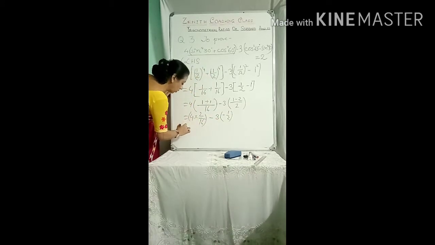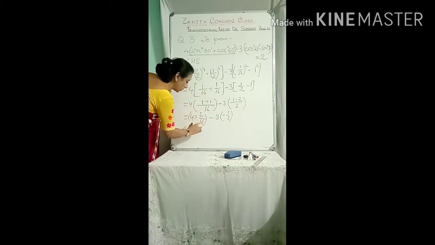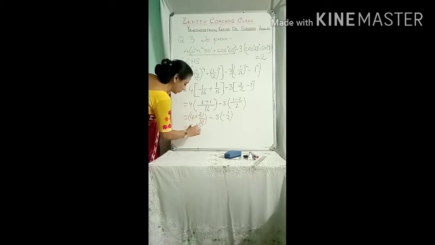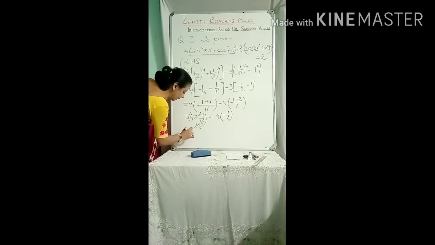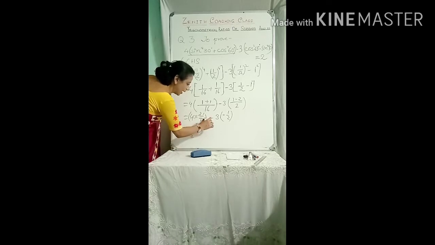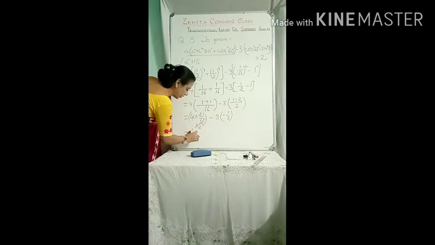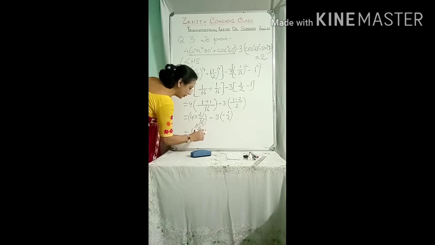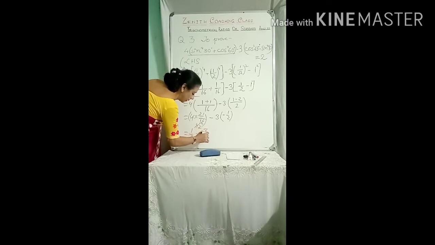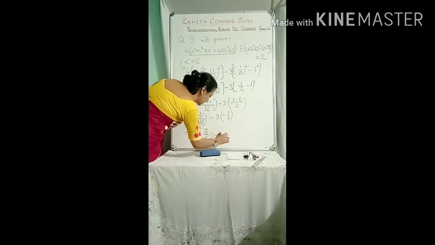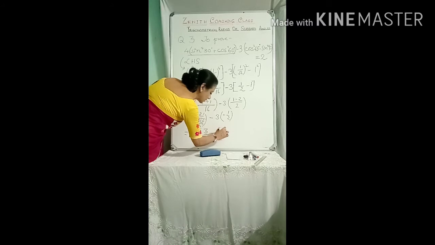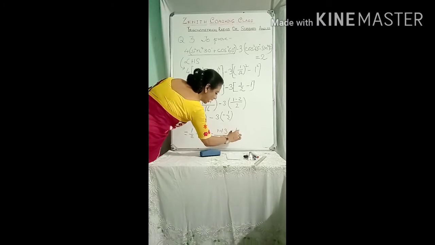So 4, that is 1, 2. So you have to write 1 by 2. That is 1 by 2. Minus, this is plus. You have to write plus 3 by 2. That is 3 by 2. Here the denominator is 2. So that is 2. 1 plus 3, that is 4 by 2.